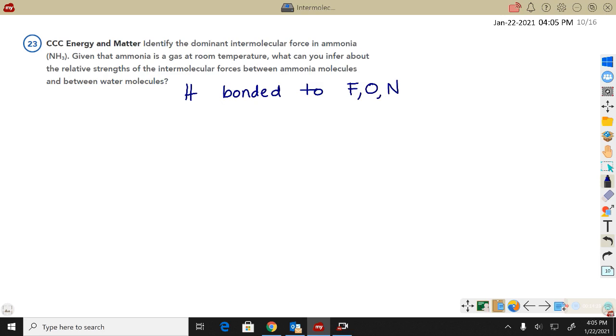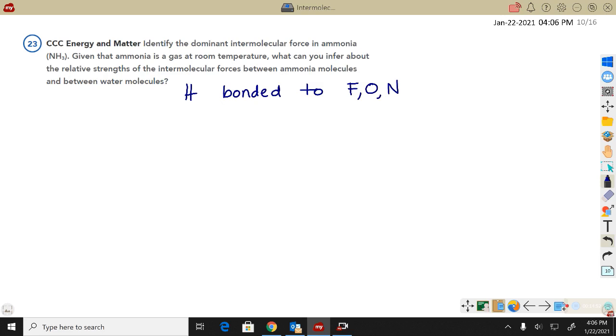But then it says, given that ammonia is a gas at room temperature, what can you infer about the relative strengths of the intermolecular forces between ammonia and between water? Well, I know that at room temperature, water is a liquid. So there must be something about the strength of the intermolecular forces between water molecules that's stronger than the intermolecular forces between the ammonia molecules.